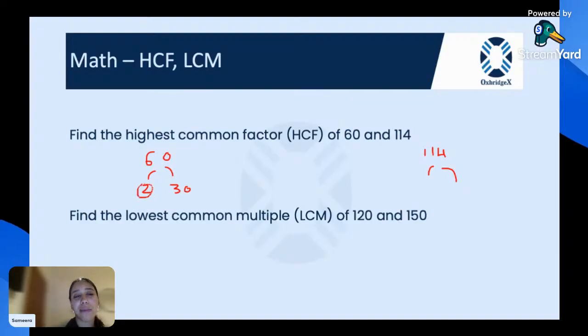Now, it is really important, and I'm being a bit hypocritical here, but it's really important to be quite tidy when you're doing factor trees, right? So 30, you've got 2 and 15. Circle 2.